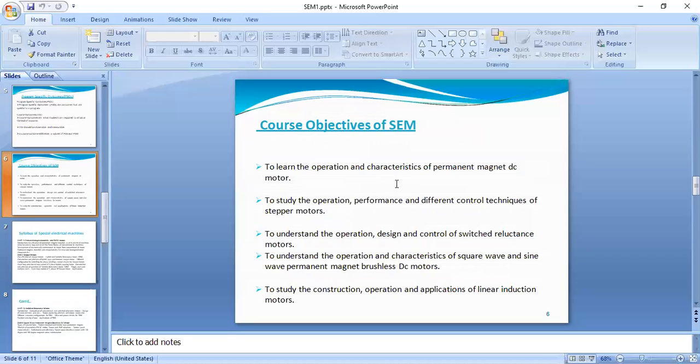There is no fixed number of course objectives for every subject. It can be variable because it depends on the syllabus and framing of the course. Okay, so here there are 5 course objectives. The first course objective is to learn the operation and characteristics of the permanent magnet DC motors.